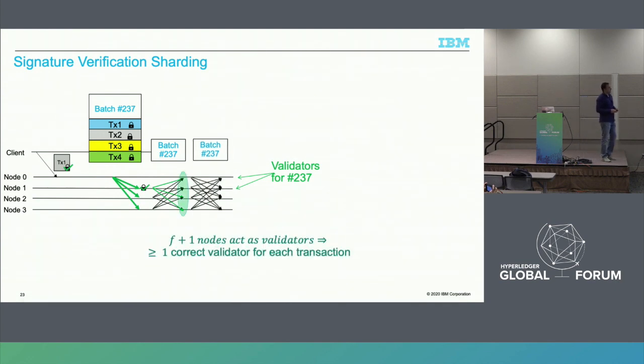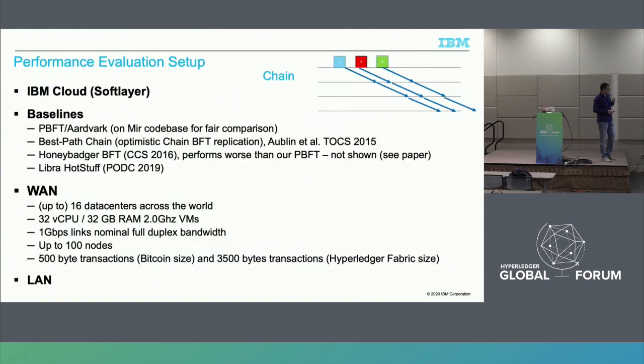So these are two optimizations that we use in the protocol. Now this is the most interesting part, which is the performance evaluation. For details we can discuss, or I can point you to the paper. But basically we compared Mir to several baselines.